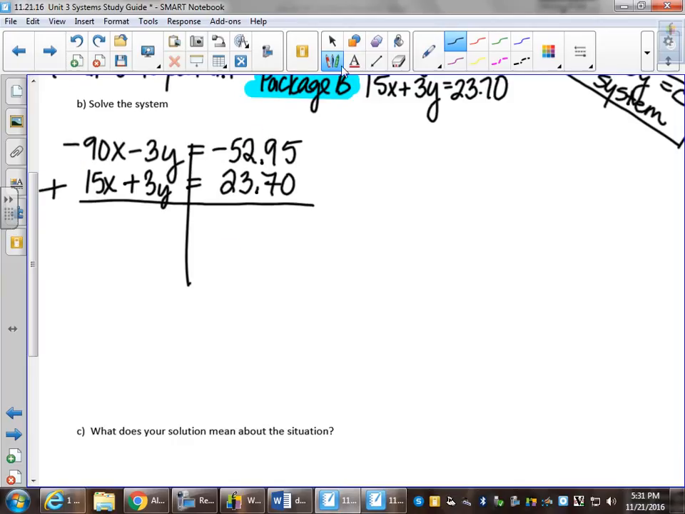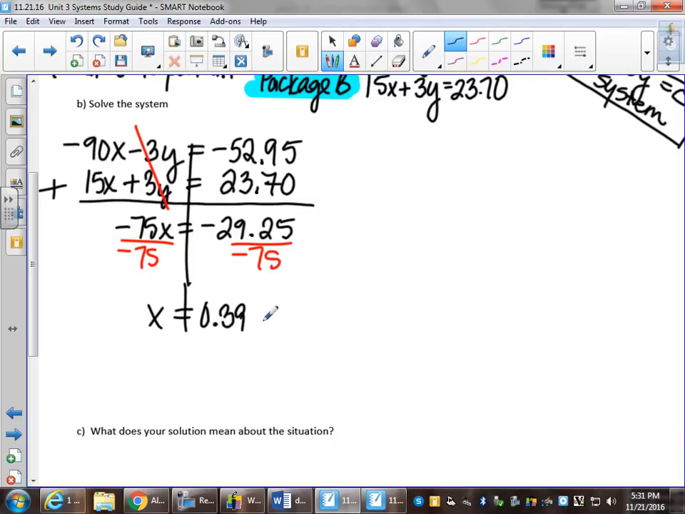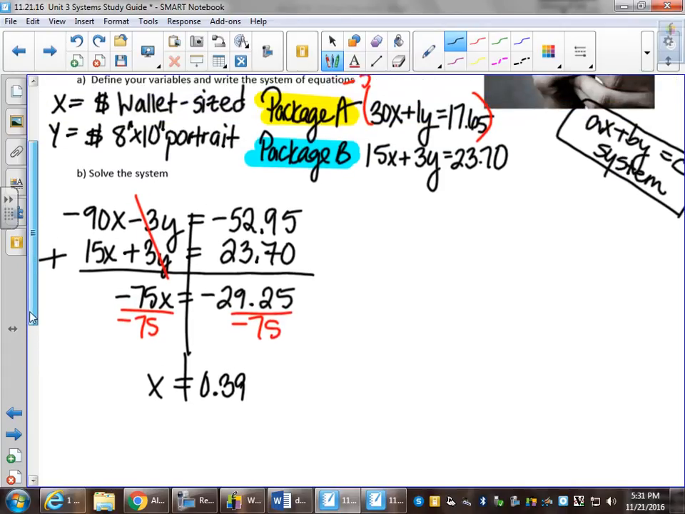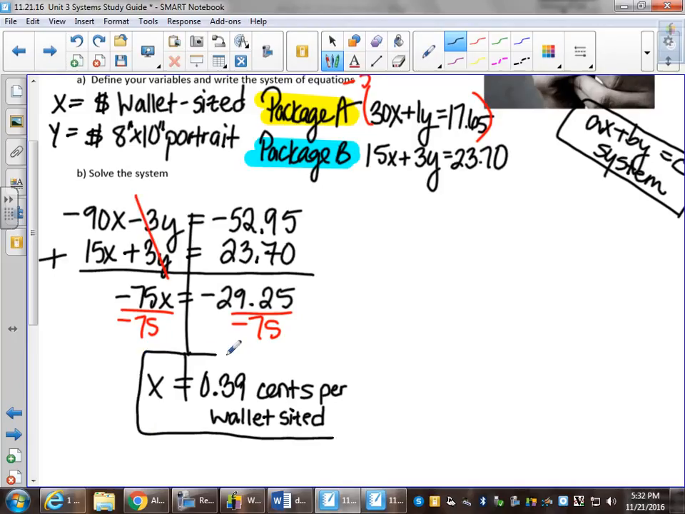Line down, line across. The y's cancel. Negative 90x plus 15x is a negative 75x. Negative 5295 plus 2370 is negative 2925. I will now divide both sides by negative 75, which is good that we've got all these negatives, because otherwise, if I didn't get a negative divided by a negative as a positive, I would need to go back and look, because we shouldn't be getting negative answers with real-world questions. I got 0.39. To know what that means, well, C will ask us for a sentence, but let's say you weren't asked a follow-up question like that. I'd go back up and it says cost of wallet size, so 39 cents each wallet size costs 39 cents.